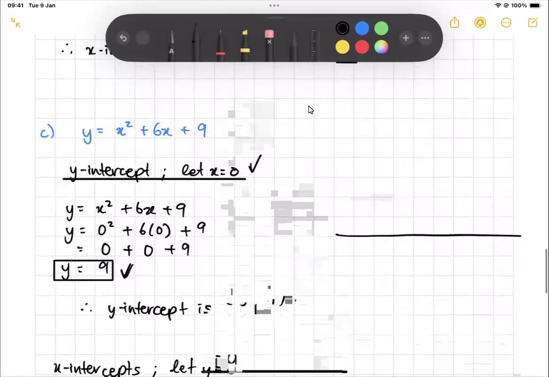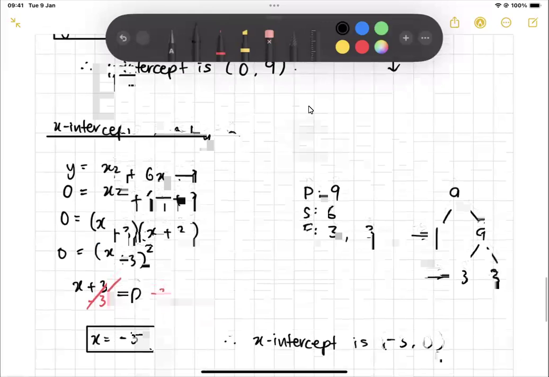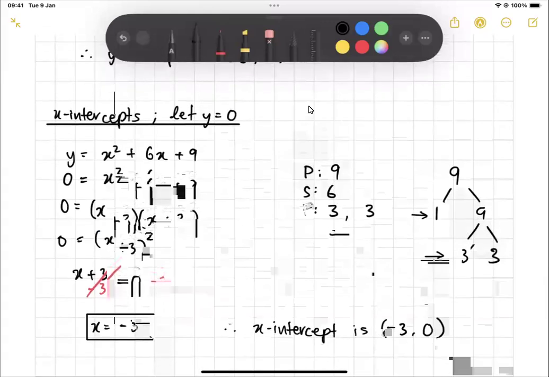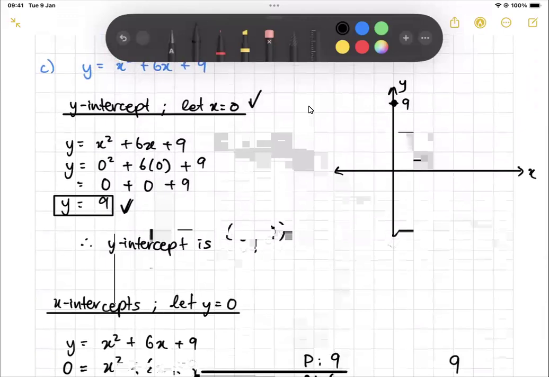So I'm just going to sketch it. The y-intercept is 0, positive 9, so 0, positive 9 is, let's say, about here. So I'll put a dot there. And my x-intercept is only 1, negative 3, comma 0. So what I'm going to do is, seems as though I put this in the wrong order, it's not in the middle.